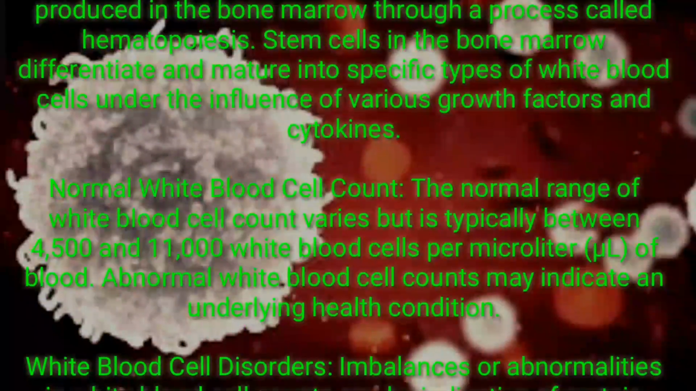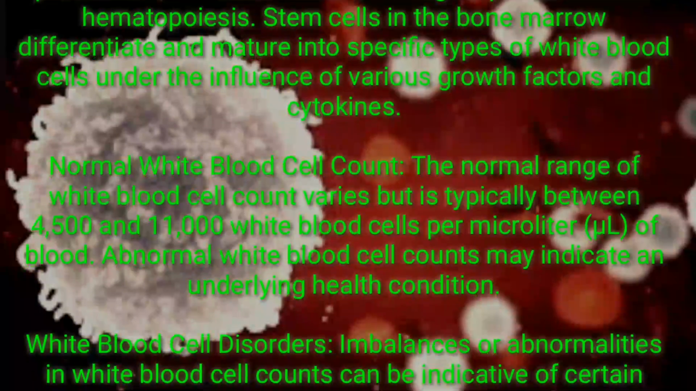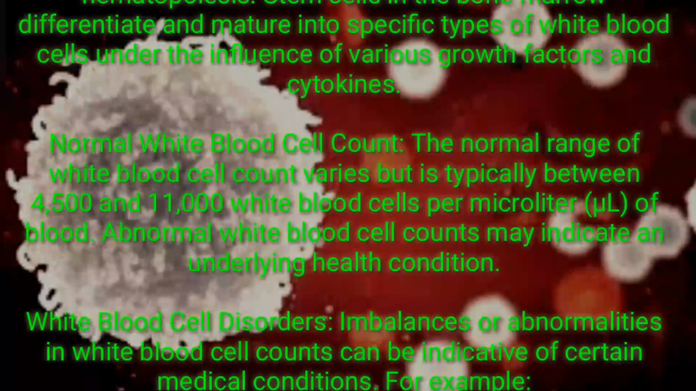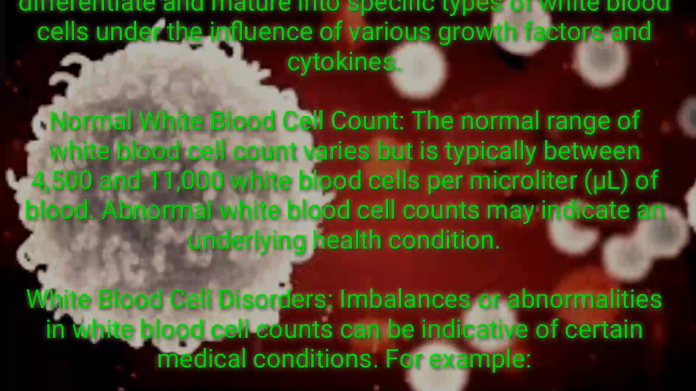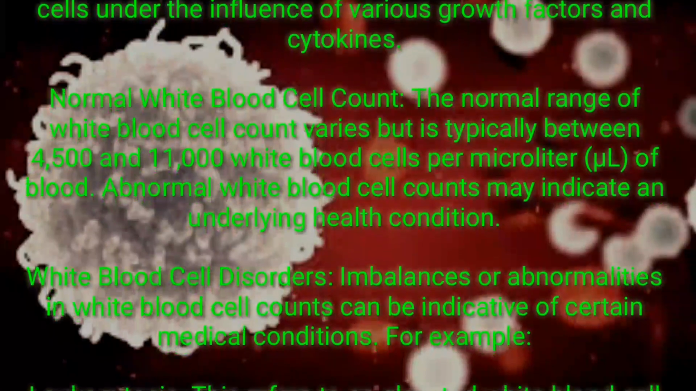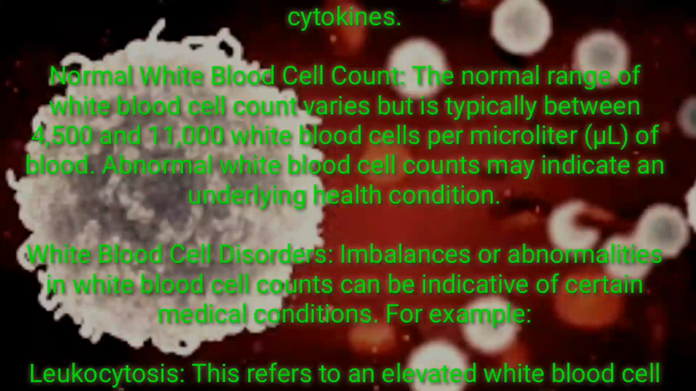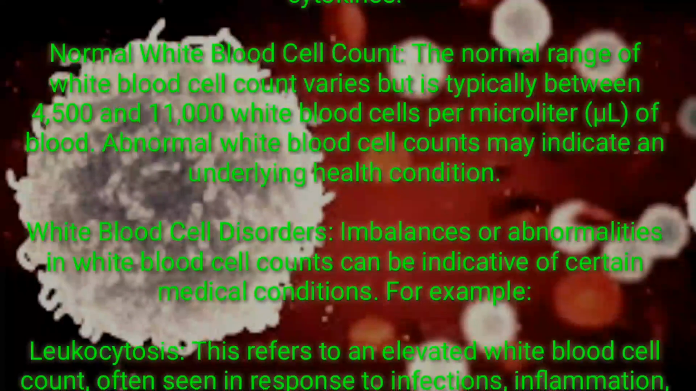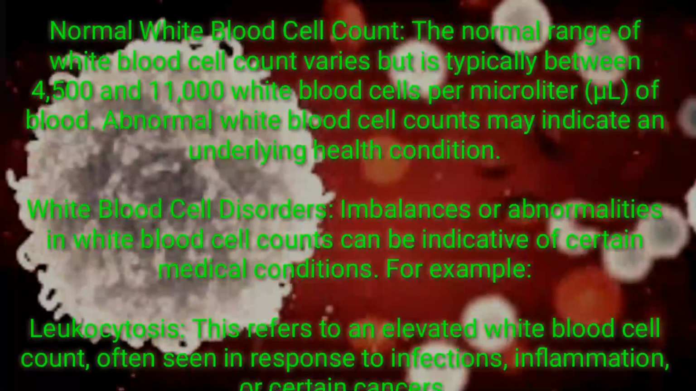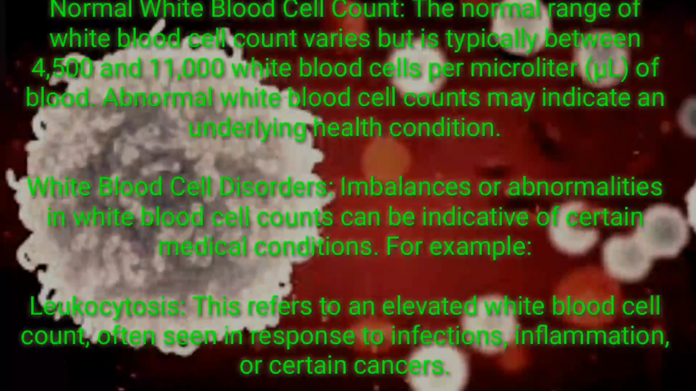Normal white blood cell counts. The normal range of white blood cell count varies, but is typically between 4,500 and 11,000 white blood cells per microliter of blood. An abnormal white blood cell count may indicate an underlying health condition.